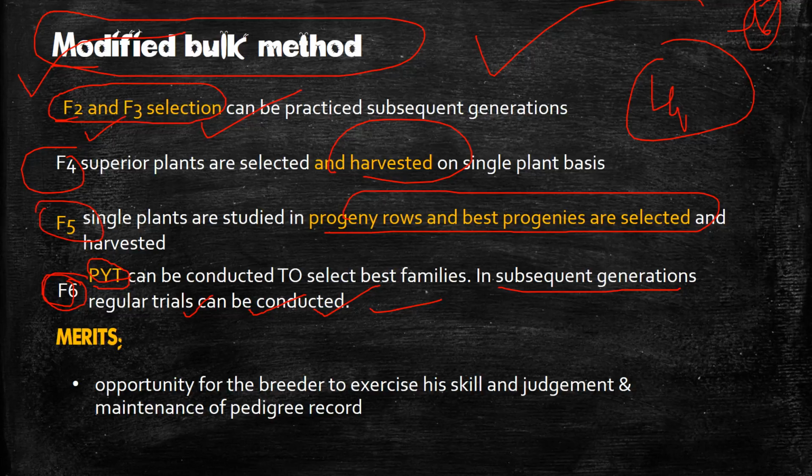Just compare it with the main bulk method. You could see a lot of differences between these two methods. The main merits are that it gives an opportunity for the breeder to exercise skill and judgment, and also the maintenance of the pedigree record is not there, so you don't need to maintain a pedigree record as well.